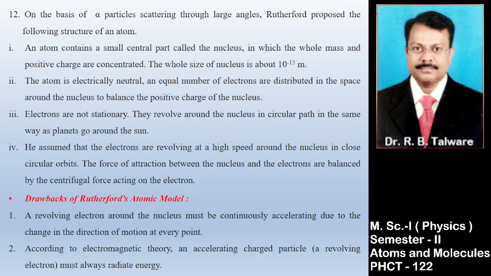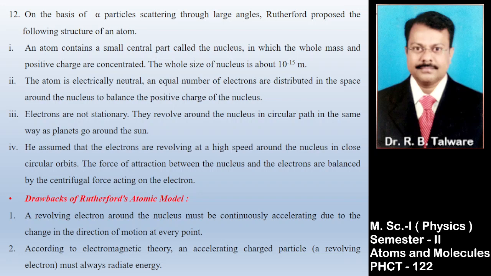The atom is electrically neutral. I have already discussed this point. Why neutral? Because the positive and negative charges are the same. That's why it is electrically neutral. An equal number of electrons are distributed in the space around the nucleus to balance the positive charge of the nucleus. Now third one is electrons are not stationary. They are revolving around the nucleus in circular path in the same way as planets go around the sun.